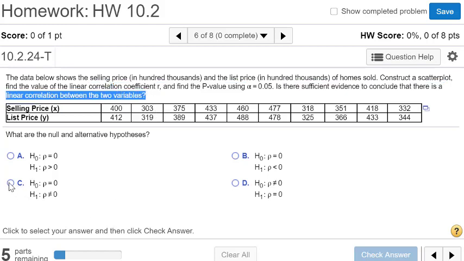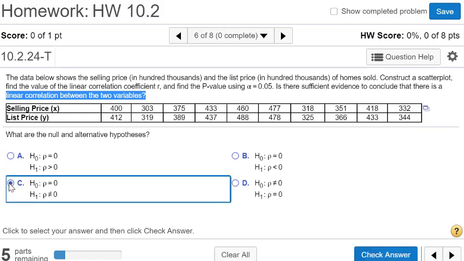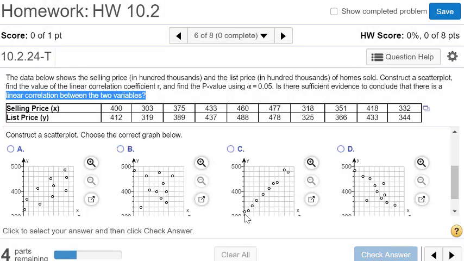So for all these problems, having a linear correlation means that your rho value, the correlation coefficient for the population, is as far away from 0 as possible. Now the rho values only go between -1 and 1, and so far away from 0 means like 0.9 or -0.87, and to say that rho is equal to 0 means that there is no correlation. And so this is going to be our choice for the null and alternative hypothesis.